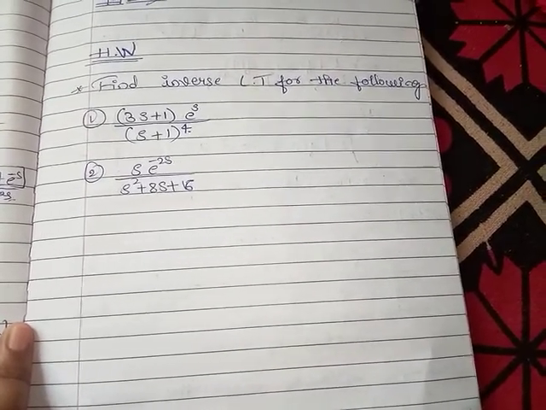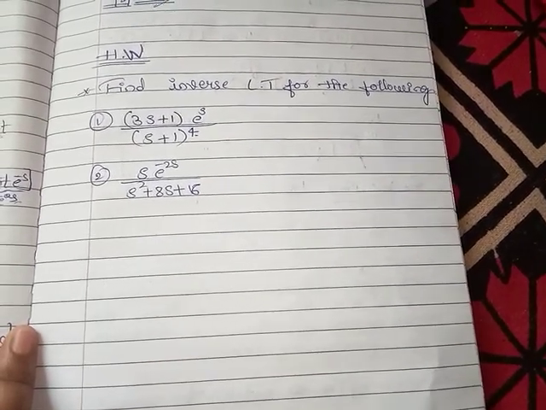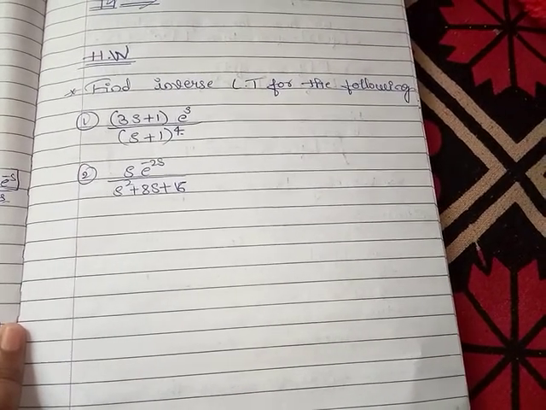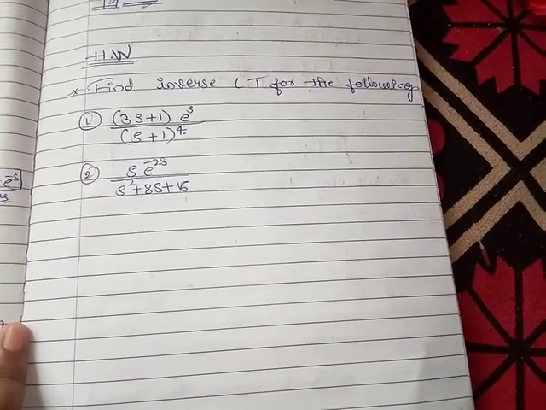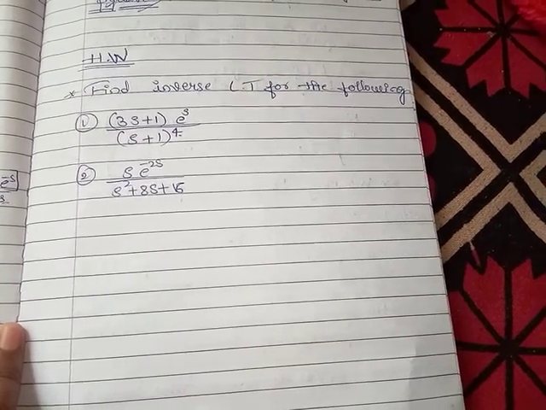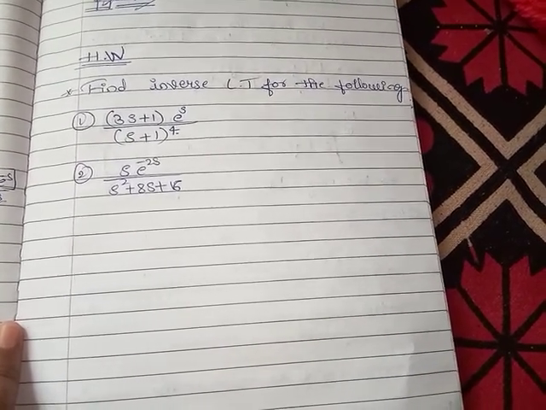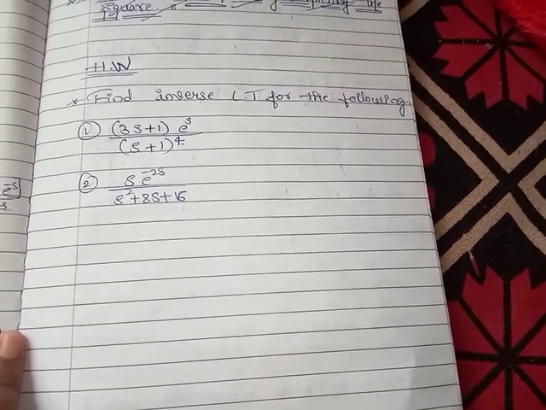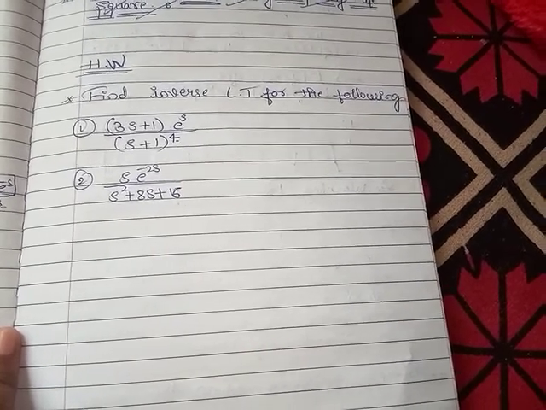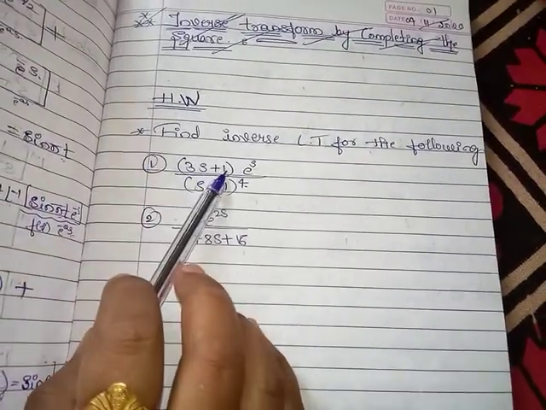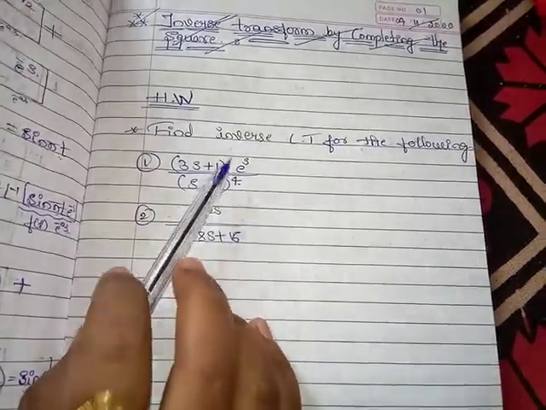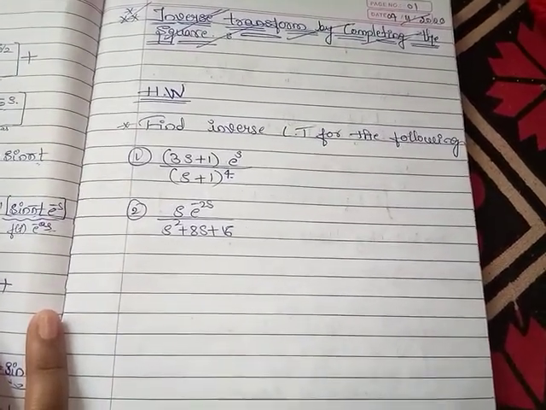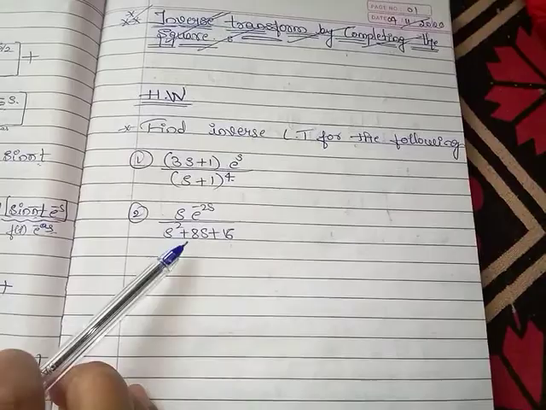Find L inverse, means inverse LT, for the following. First one is 3s plus 1 divided by s plus 1 whole raised to 4 into e raised to minus s, means this is of the form 3s into e raised to minus s divided by s plus 1 whole raised to 4. Next term is 1 into e raised to minus s divided by s plus 1 whole raised to 4. You have two different terms in the numerator. Separate these two terms and write and identify what is the f bar of s term and e raised to minus as term.